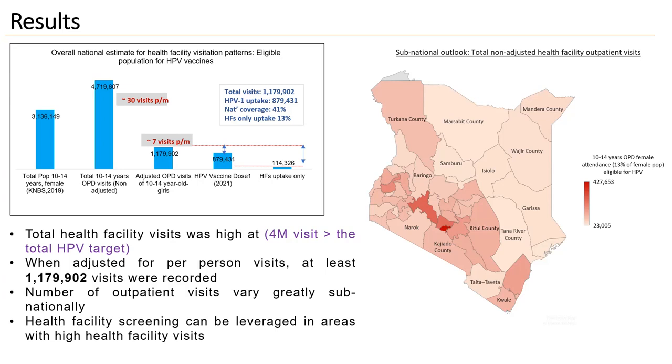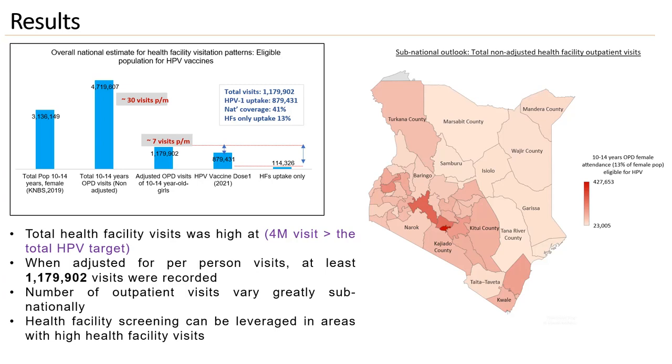So if you compare the total visits from DHIS2 that were recorded as visits to health facilities in 2021, we had 1.1 million, and only 114,000 girls managed to get vaccinated. So that means we had a very big gap of more than 900,000, 1 million girls that had potential to be screened for vaccination, but were not vaccinated. So this is how we were able to quantify the millions of girls that attended health facilities without any opportunity to screen and vaccinate.